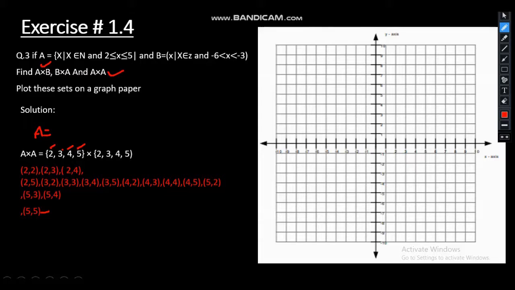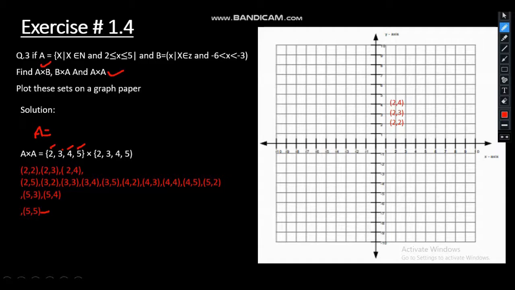Now this is a graph paper. First of all, we will start here. 2 and 2, both x and y, all these coordinates belong in the first quadrant, because there is no negative value here, so these values are all plotted in the first quadrant. Now 2, 2 and 3, 2, which means both x and y are positive. 2, 3 is also in the first quadrant.